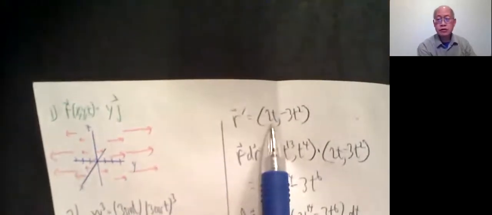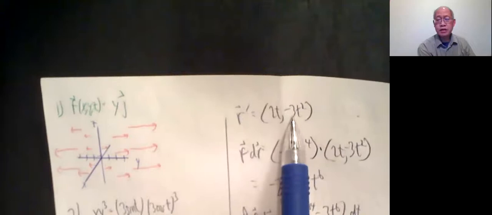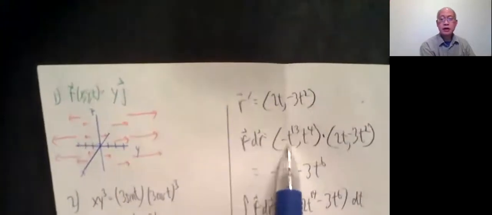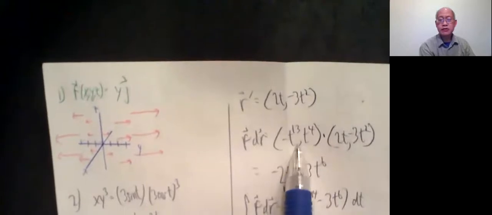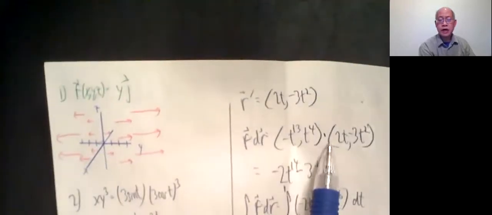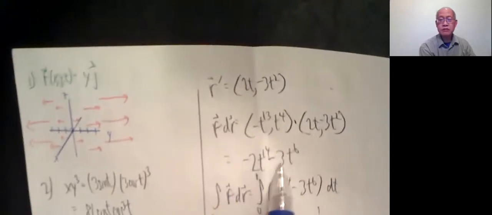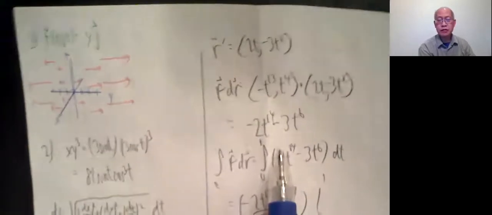Then I need r prime, the derivative of r. The derivative of t squared is 2t, the derivative of negative t cubed is negative 3t squared. So f dot dr, I take the dot product of (negative t to the 13th, t to the 4th) with (2t, negative 3t squared). That's negative 2t to the 14th minus 3t to the 6th. So that's what I'm going to integrate.